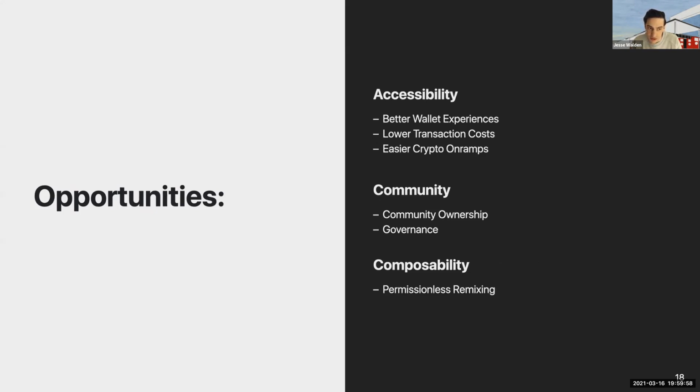There's technological opportunities to lower transaction costs and make the journey from fiat to crypto less painful. I think lots of opportunities in community ownership and governance, which I spoke to earlier as a possible moat. And then composability, I think that's an opportunity for developers. Again, developers can build more with less because you can build on top of the work that others have done in the ecosystem. It's all open.